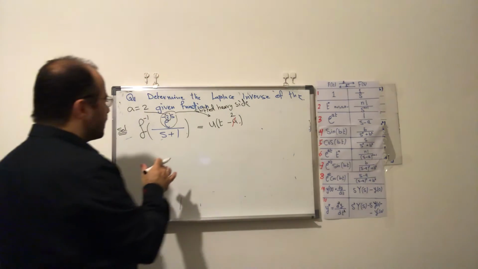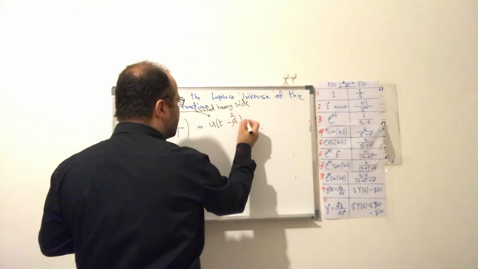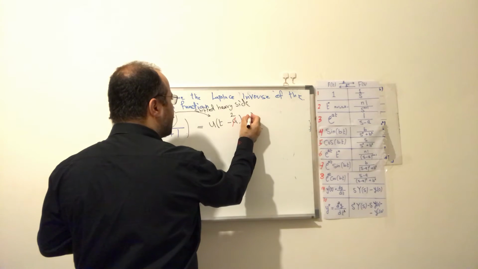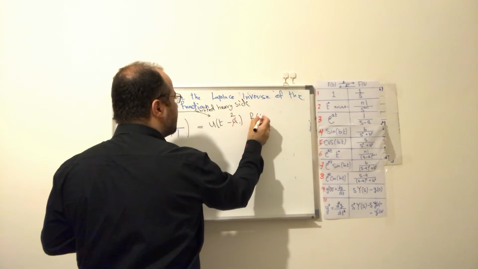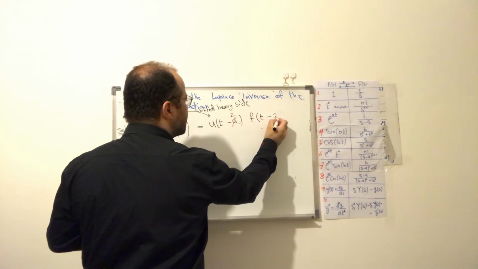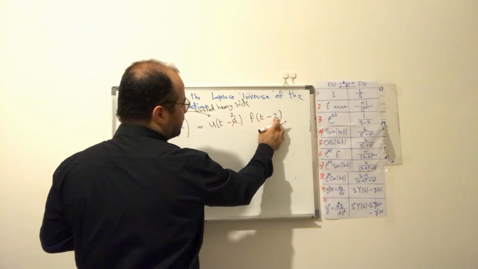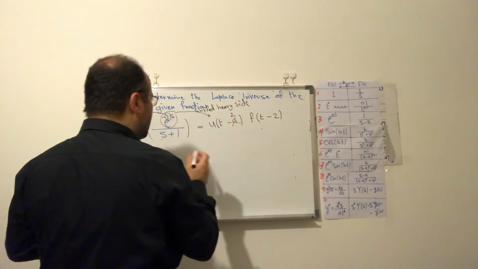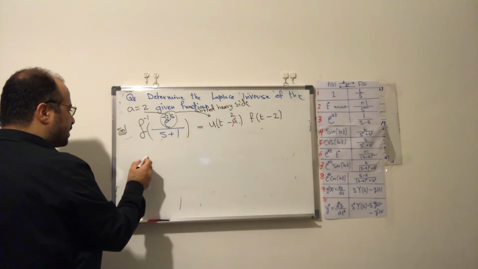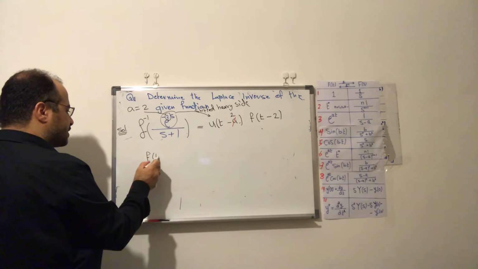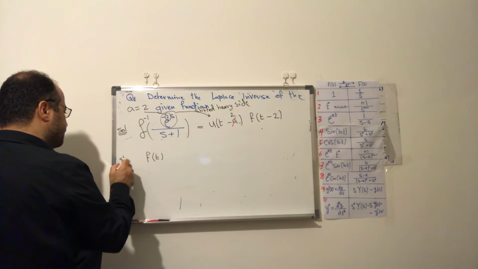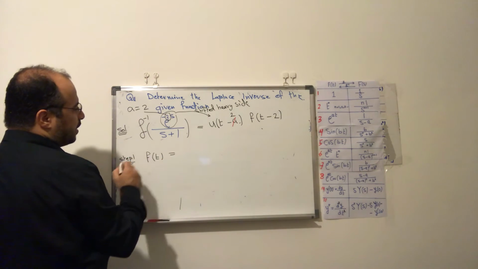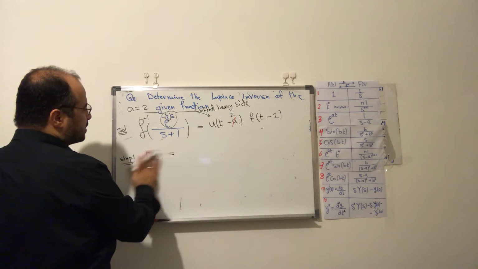Now the next thing is, you need here f of t minus 2 also, right? Same shift, t minus a. So you have t minus 2, t minus 2. Now the only problem is, what is f of t first? So step one, find f of t.